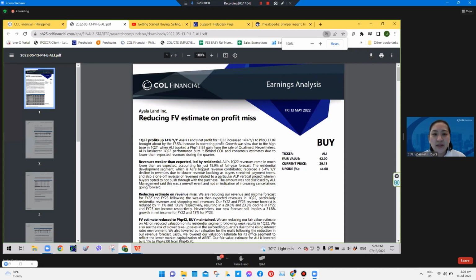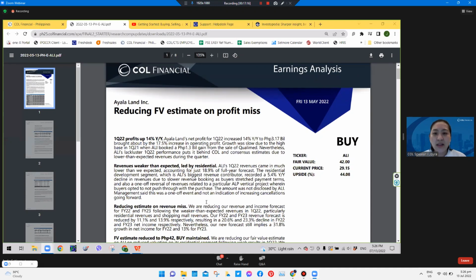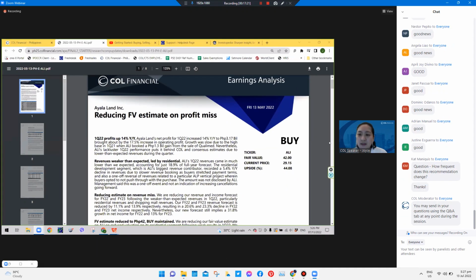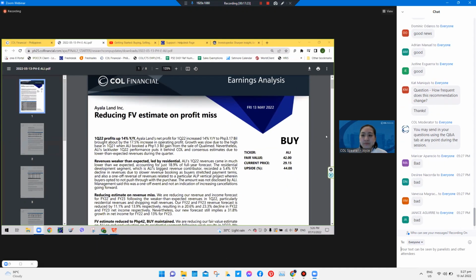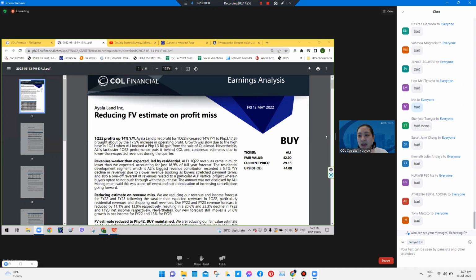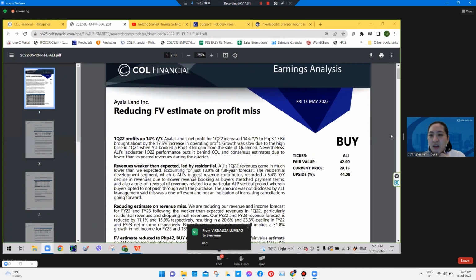Okay. Now here, it says analyst earnings. It says that Ayala Land, we are reducing fair value estimates on profit miss. Okay, let me ask again in the chat box, do you think this is good news or bad news? Please type that in. Okay, I can definitely see people are saying not good, or this is bad news. Okay, and that's correct. When you say reducing FV estimate, that means we are reducing its fair value.